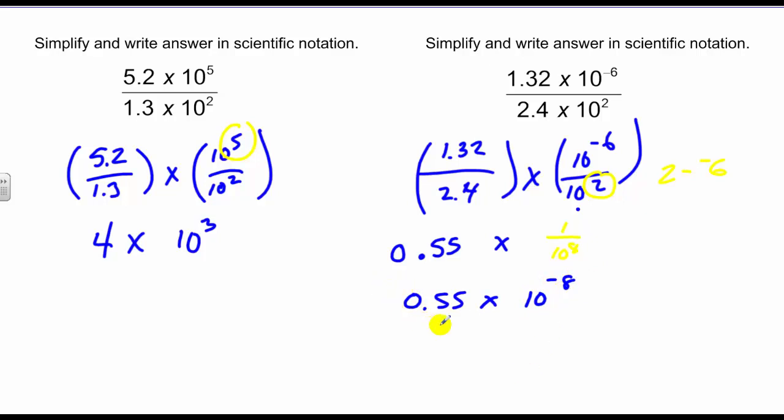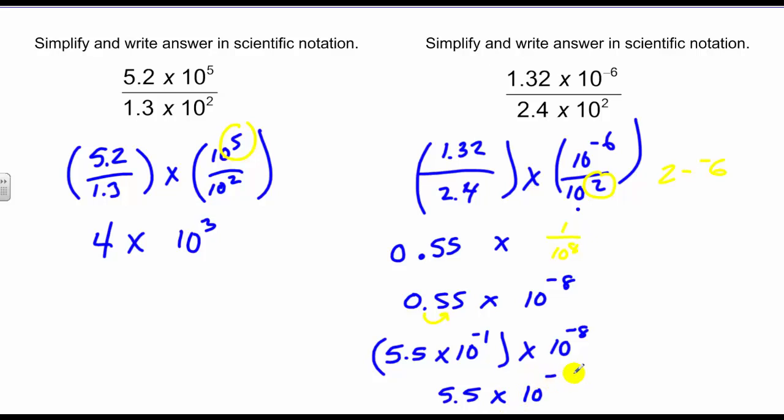Now, you notice 0.55 is not in scientific notation. I'm going to do that. So I'd have to move my decimal 1 to the right, giving me 5.5 times, since I moved to the right, my exponent's negative, 10 to the negative 1. That would be multiplied by 10 to the negative 8th. Same bases of 10, so I'm going to add the powers, so that's 5.5 times 10 to the negative 9.